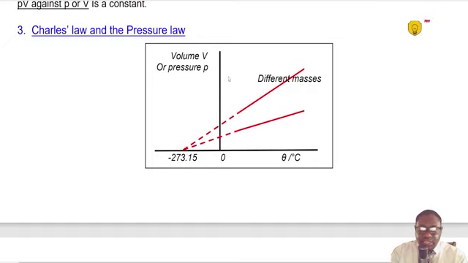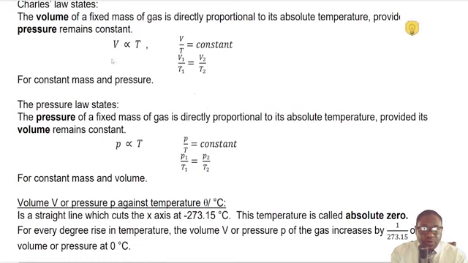So what we can deduce from this graph is the volume and the pressure are not directly proportional to the temperature in degrees Celsius, but directly proportional to temperature in kelvins, because your origin will be right there if you're plotting against temperature in kelvins. So on Charles' law, we're saying V is directly proportional to T, so V over T will be a constant. V1 over T1 equals V2 over T2.